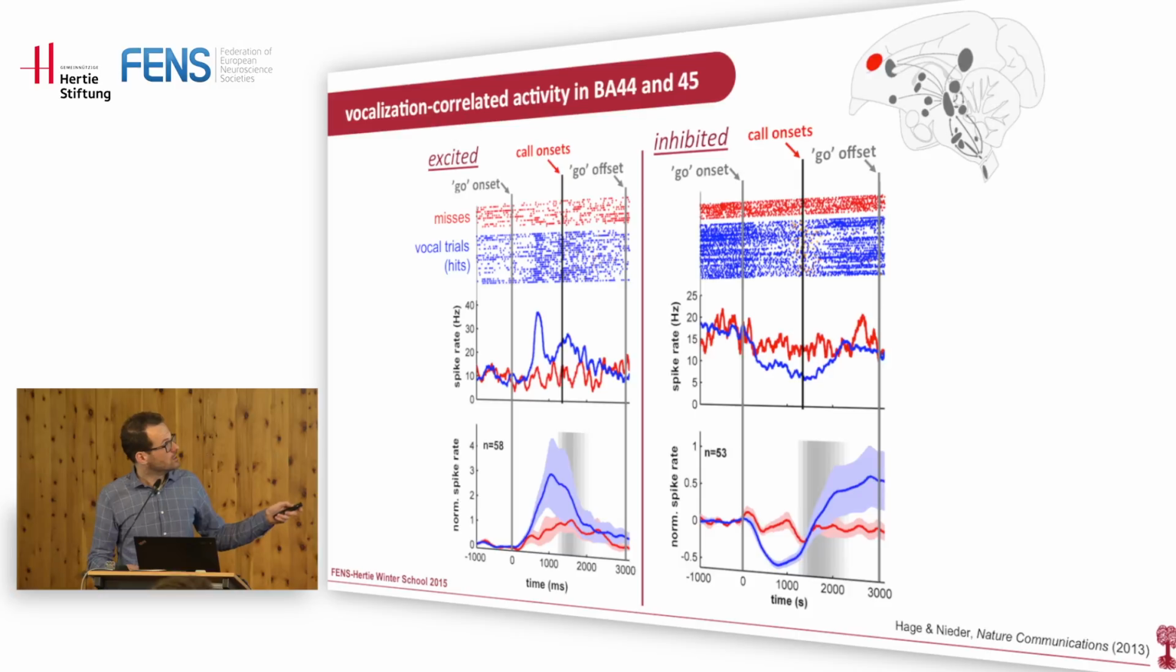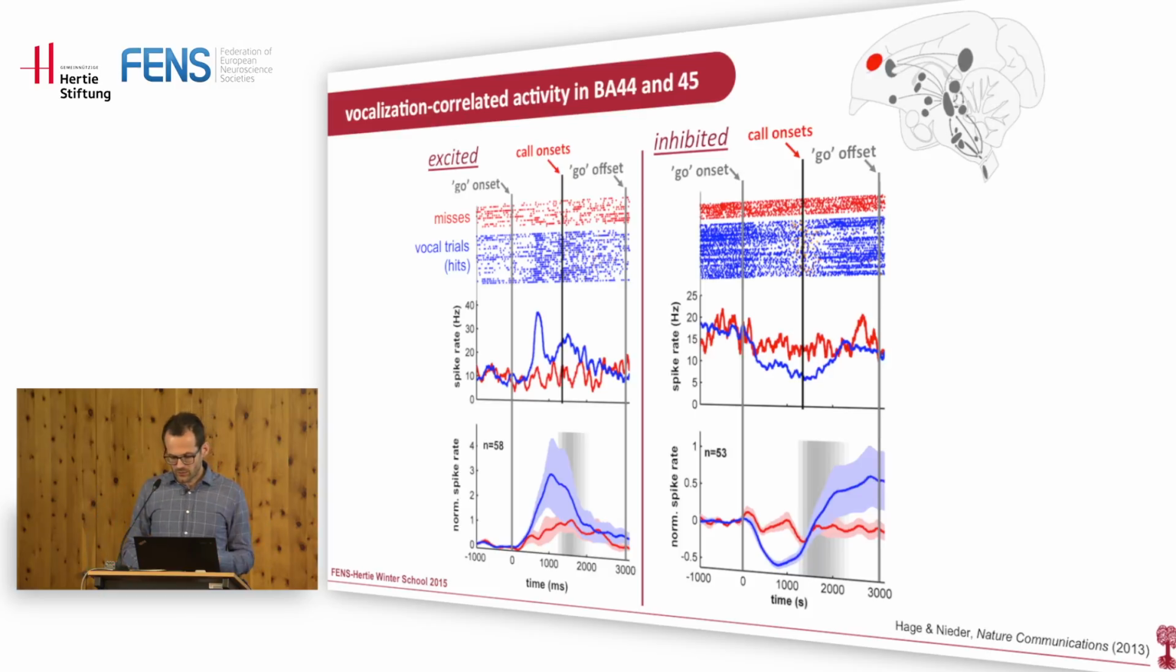So neurons that showed this vocalization correlate decrease in neural activity. Prior to vocal onset, the neural activity was decreased in some way. And this was also true when we looked at the population from neurons that showed such a behavior: there's a clear decrease in neural activity.